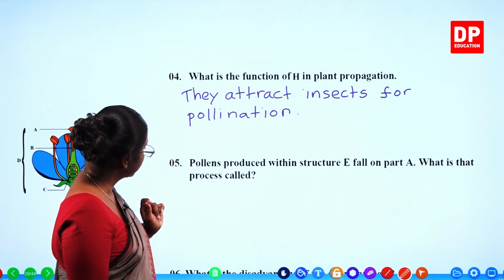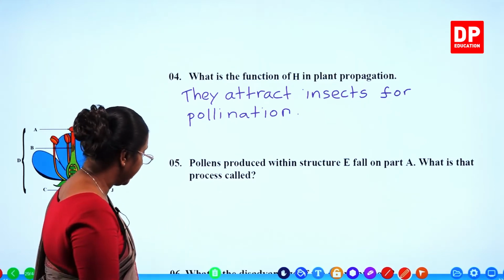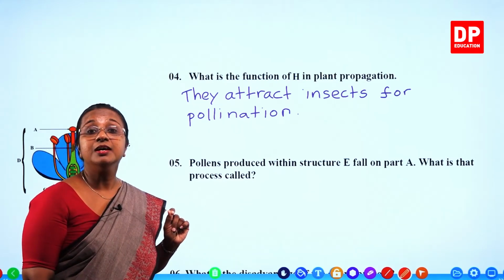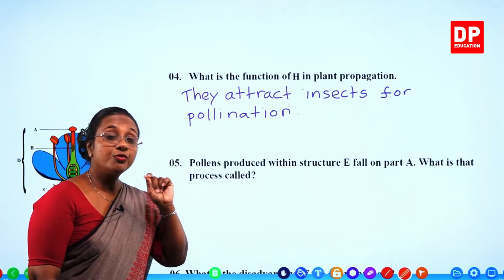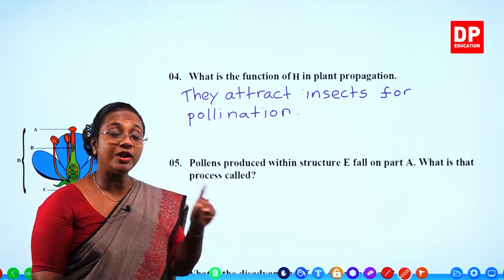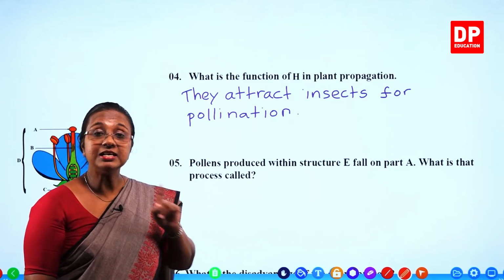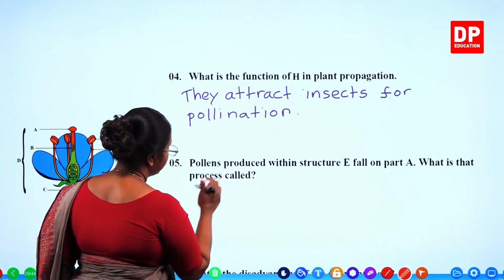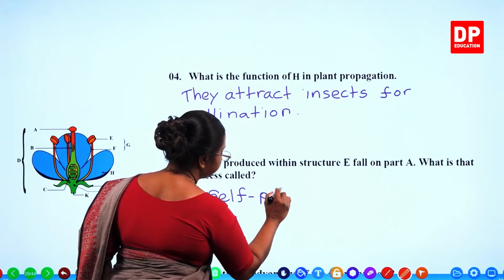Then the fifth question. Pollens produced within structure E fall on part A. So again, if you look at the diagram, students, structure E is the anther and part A is the stigma. So, from anther to the stigma, if the pollens fall and there is only one flower, what is that process? It is the self-pollination. So, you all know that. What is that process called? Self-pollination.